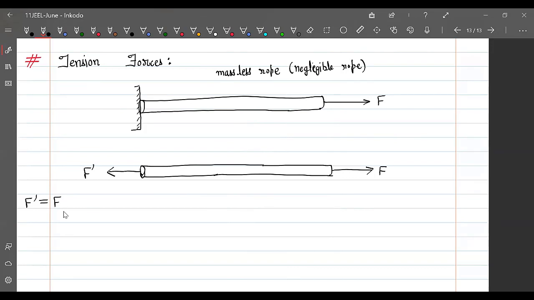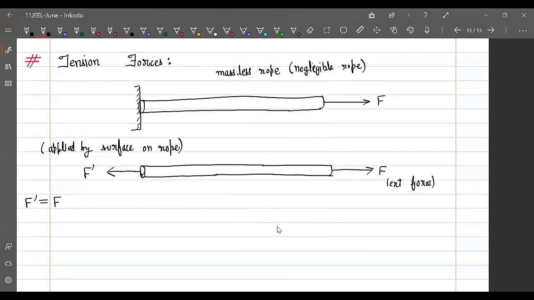Now, none of these forces is a tension force. This F is an external force. And this F dash, applied by the surface on the rope, is not tension either. They both are not tension. Tension is something which develops inside the rope.